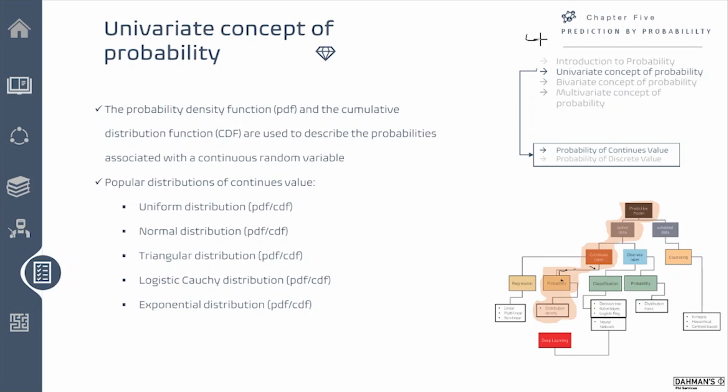Hi, welcome back. So we're in chapter 5, prediction by probability, the outline of univariate concept of probability to discuss a probability of a continuous value. We have established the basic and fundamental knowledge in understanding the meaning of probability density function with some certain examples. Now we're going to expand that to include also the cumulative distribution function, which we have discussed earlier on in previous examples concerning the discrete random variables.